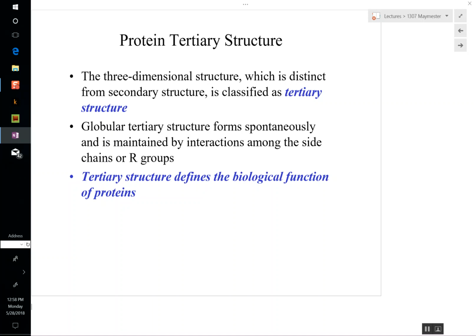Now that doesn't mean this isn't important. It can't get into this final structure without the right sequence to begin with. Okay? It has to have the right amino acid sequence, has to have the right amount of alpha helix or beta pleated sheets along the way, and then finally this twists it into its final conformation.